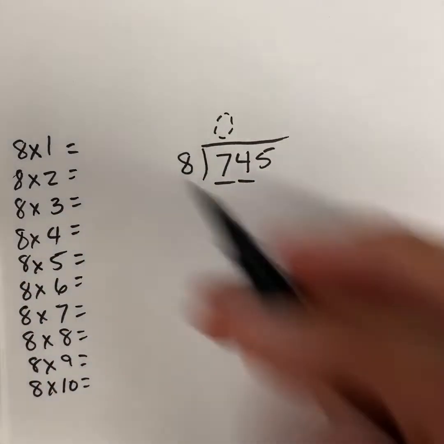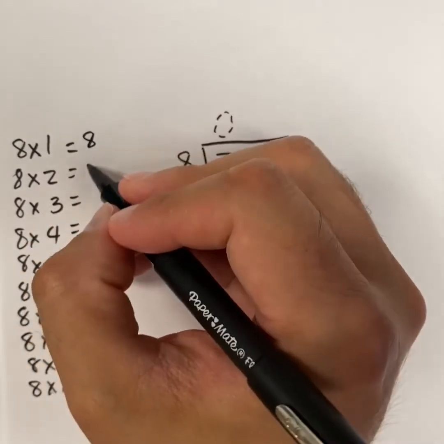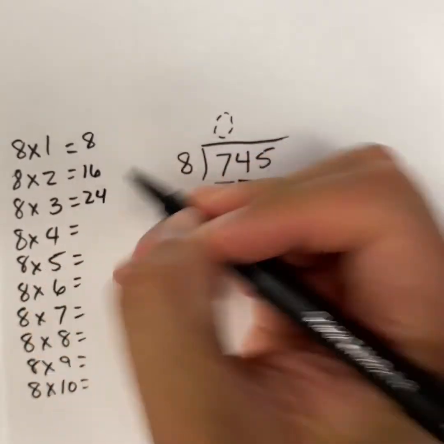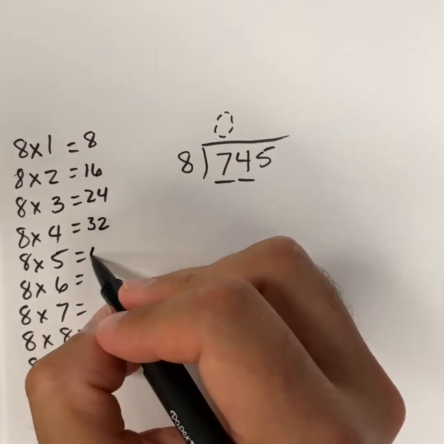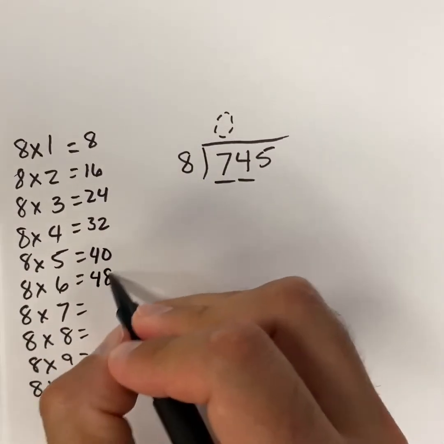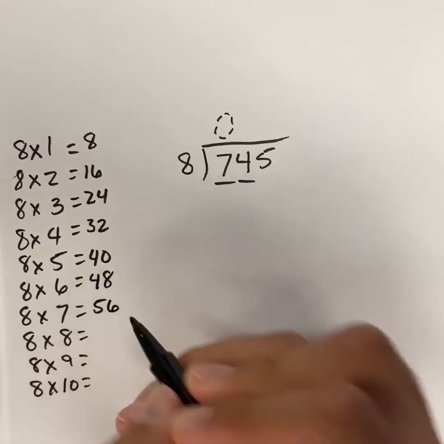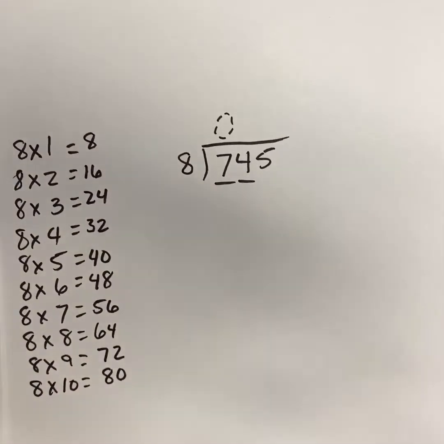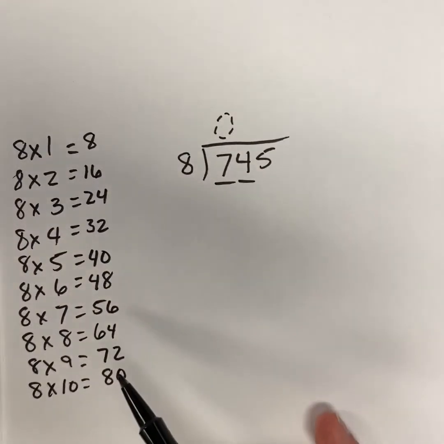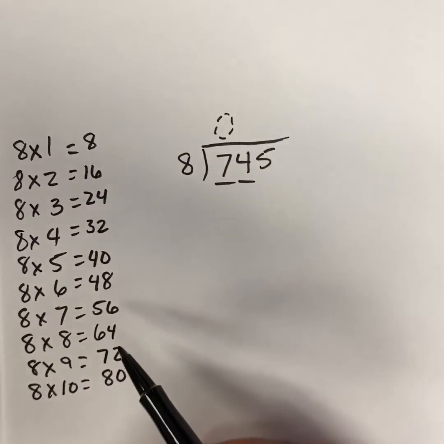And we would go ahead and go through this. 8 times 1 is 8, times 2 is 16, 24, 32. We're adding 8 each time, right? 8 times 5 is 40, 48, 56, 64, 72, 80. All right. And then we can just look through here and pull these numbers straight off. We have everything we need, right?